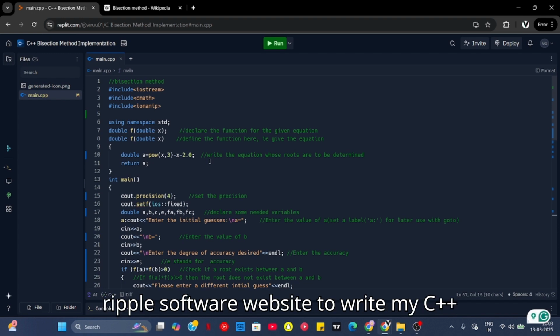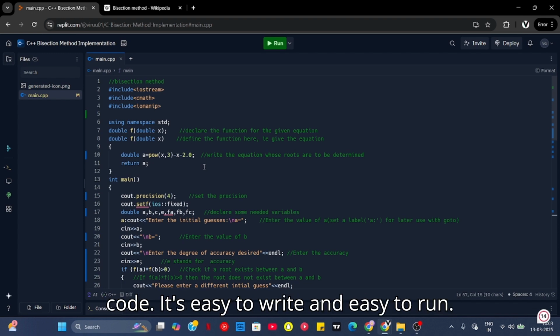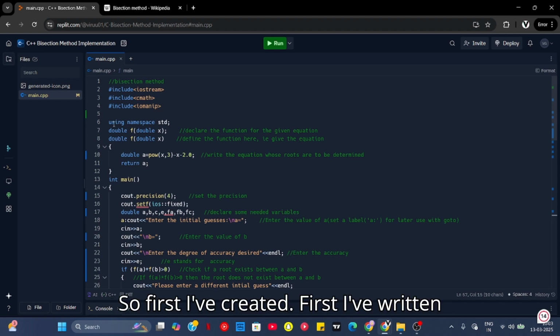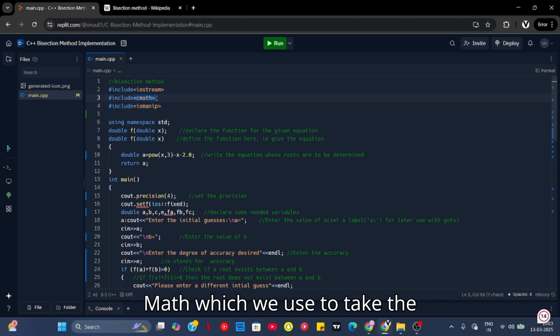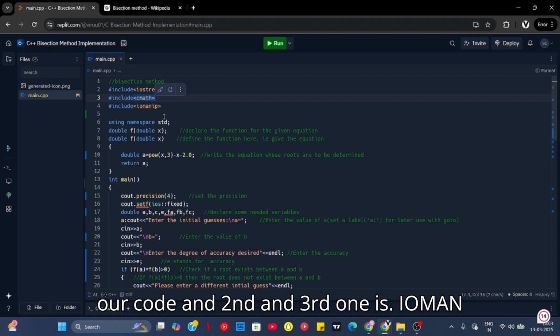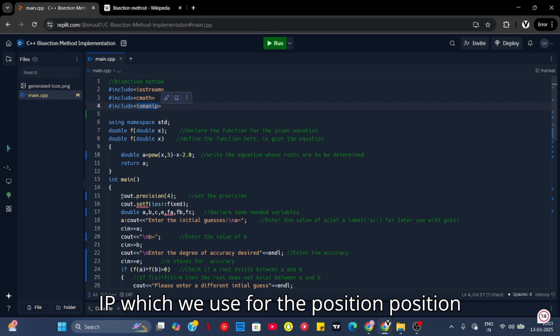I use the Replit website to write my C++ code. It's easy to write and easy to run. First, I've written three libraries. The first is iostream, which everyone knows, and the second is math, which we use to take the mathematical functions we want to use in our code. The third one is iomanip, which we use for precision.